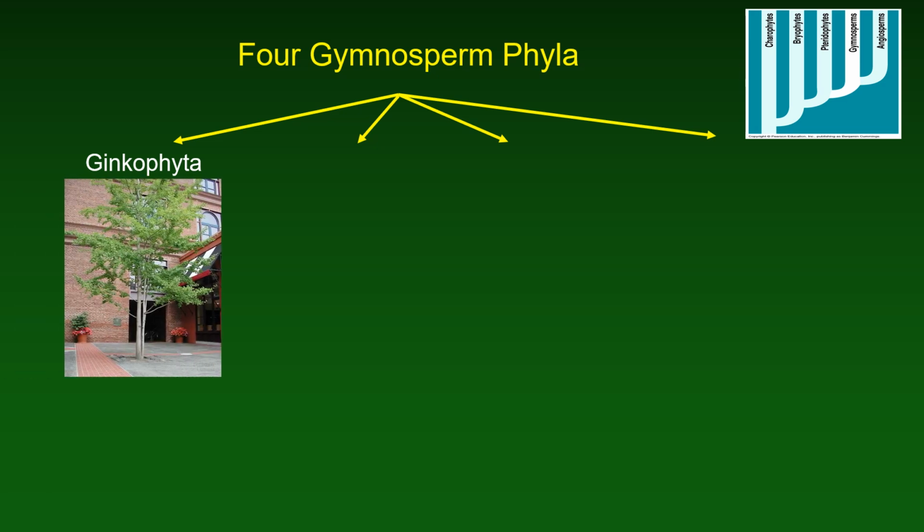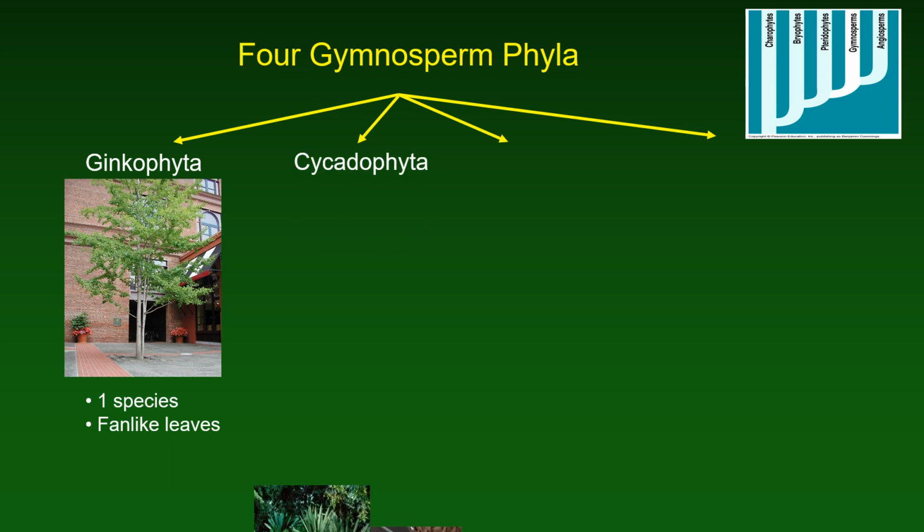We've got the Ginkgophyta. This was once a large group of gymnosperms, and the members were quite common. Back in the time of the dinosaurs, there would have been forests of Ginkgophyta, but today we have one species left, Ginkgo biloba. You might have heard of it. Some people think it has some health benefits, but that's the only remaining species from this group.